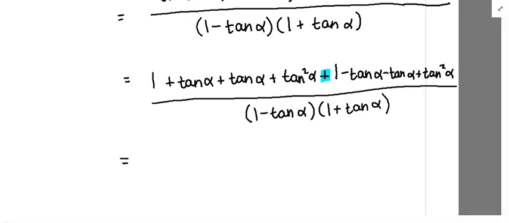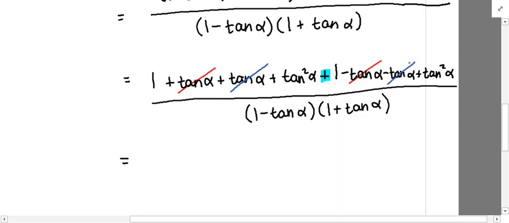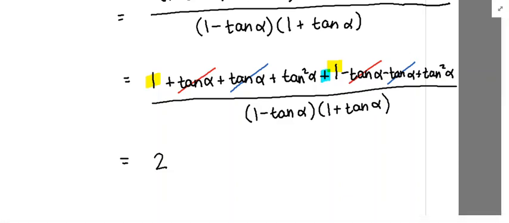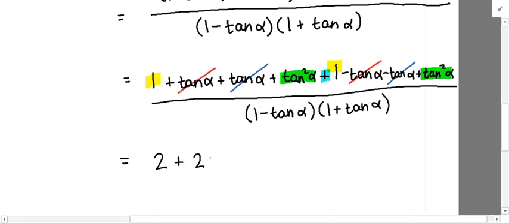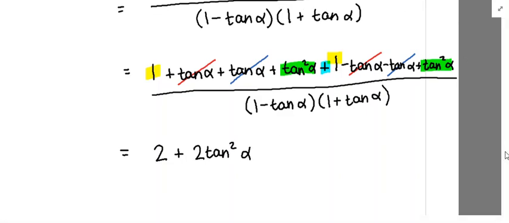When I look at this, I see a positive tangent of alpha canceling with a negative tangent alpha. So those will cancel. I see another positive tangent alpha canceling with a negative tangent alpha. And then I see my ones. I have 1 plus 1. I can combine that into 2. And then I have a tangent squared alpha plus another tangent squared alpha. So these I can combine. So this is going to be plus 2 times the tangent squared of alpha. Okay, so that's what happens in the numerator.